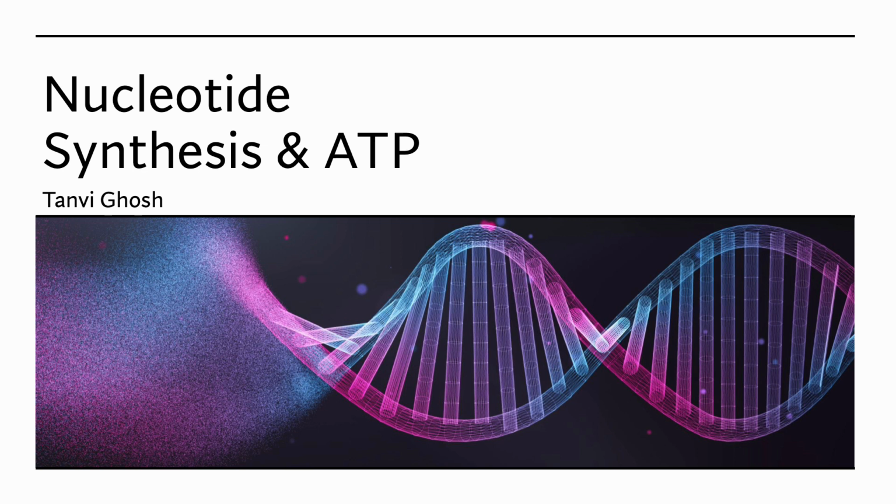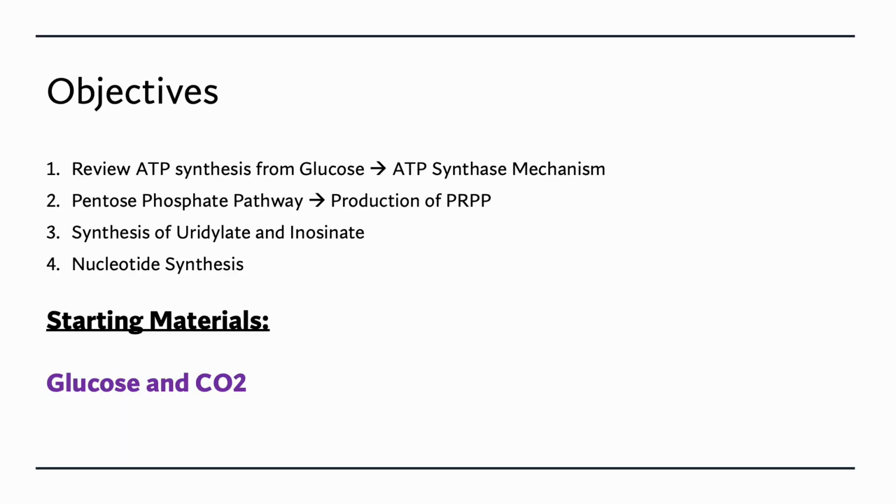Hello, today I will be presenting on nucleotide synthesis as well as summarizing how ATP synthase actually generates ATP. To overview, we will begin with a review of how glucose is broken down and how ATP is generated by ATP synthase, followed by the key product formed by the PPP, and next how UMP and IMP are formed, and then finally how nucleotides are synthesized.